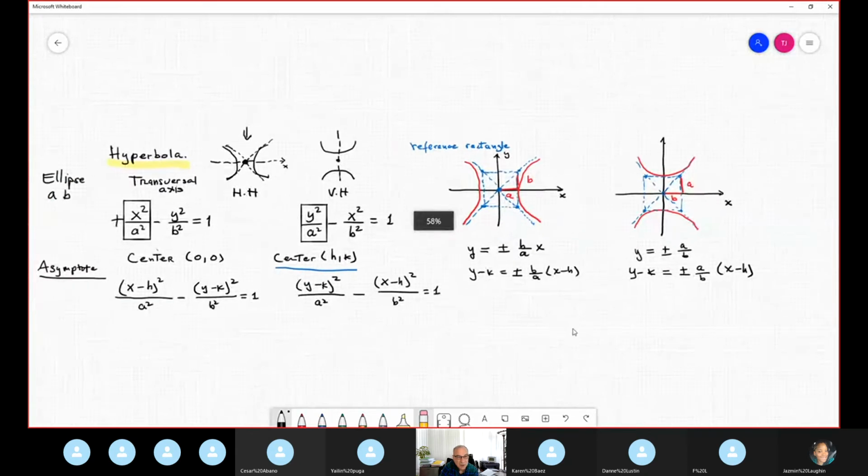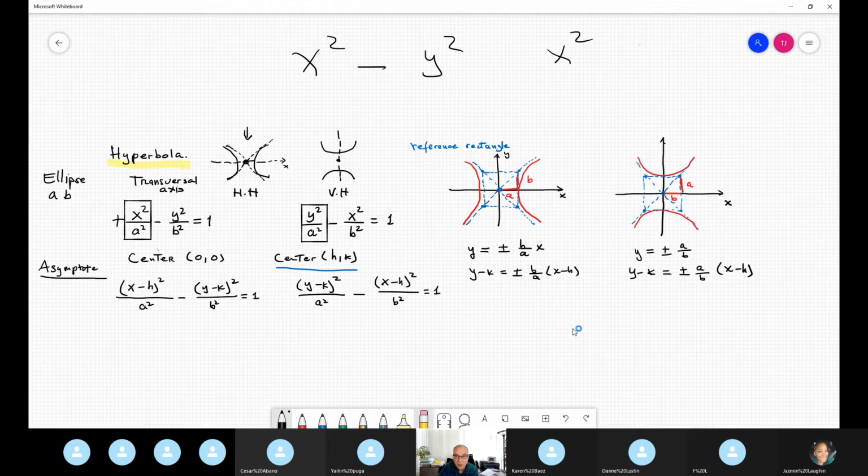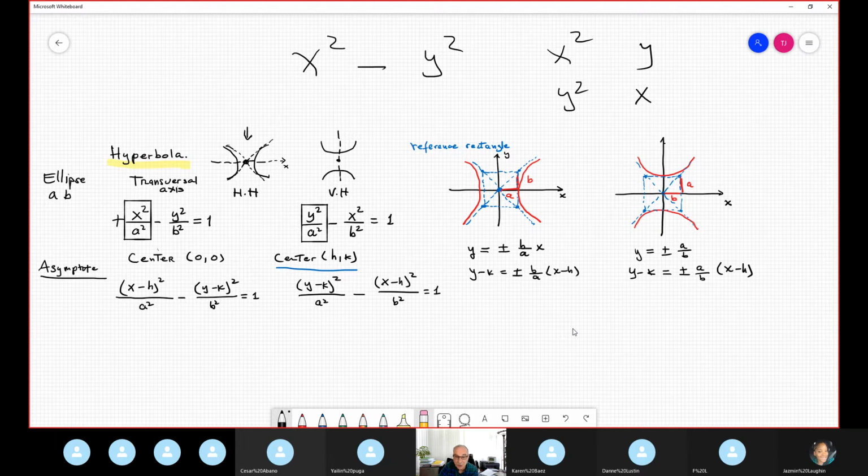Okay, let me summarize. In the hyperbola, the new detail is, you recognize the hyperbola because x is squared and y is squared, but there is a minus. If it is plus, it is an ellipse, you know. But if it is minus, it is a hyperbola. And parabola, remember, x is squared, y is not squared, or y is squared and x is not squared. This is parabola. This is the super easy way to identify in 1 second what condition you are working with.